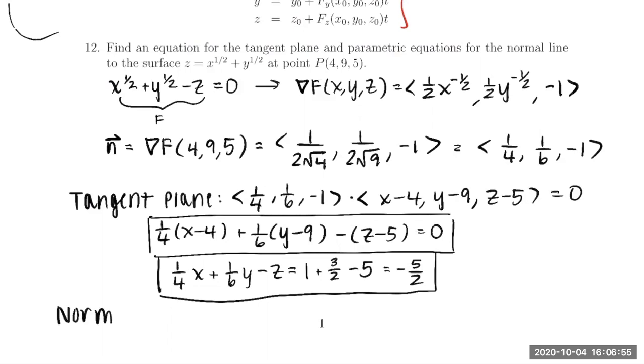Now let's turn our attention over to the normal line. And so for this one, we have x equals the x coordinate of our point plus the x coordinate of our vector times t, and so on and so forth for x and y.